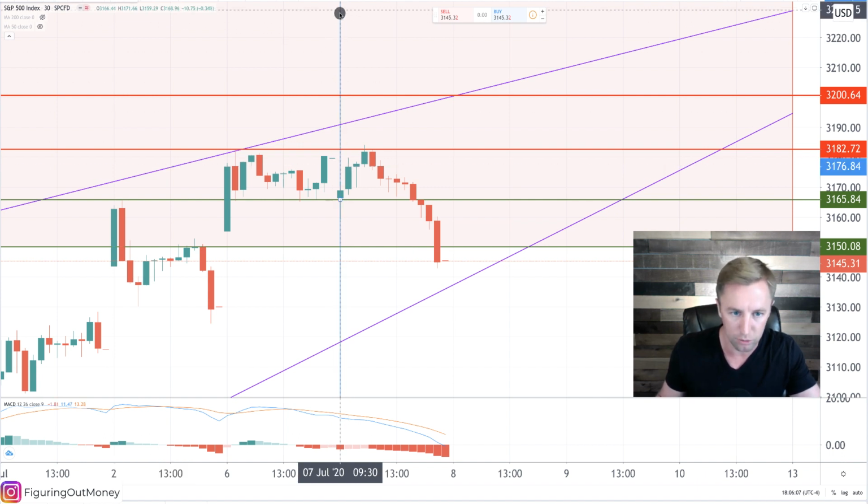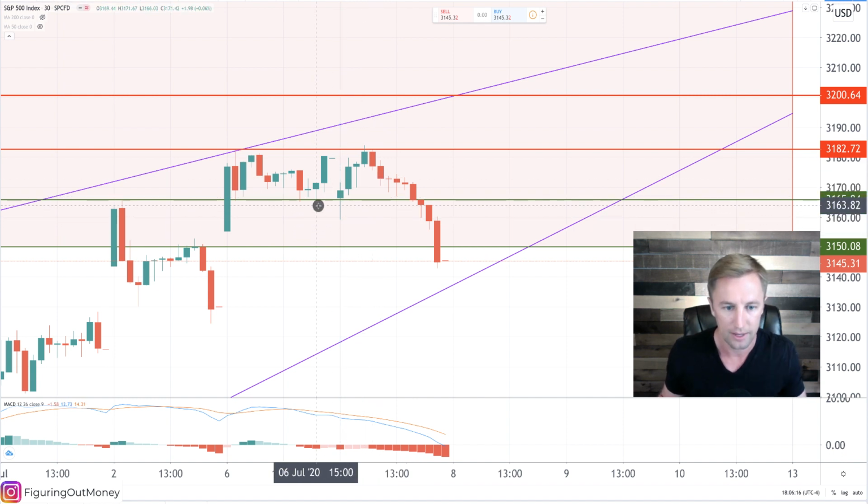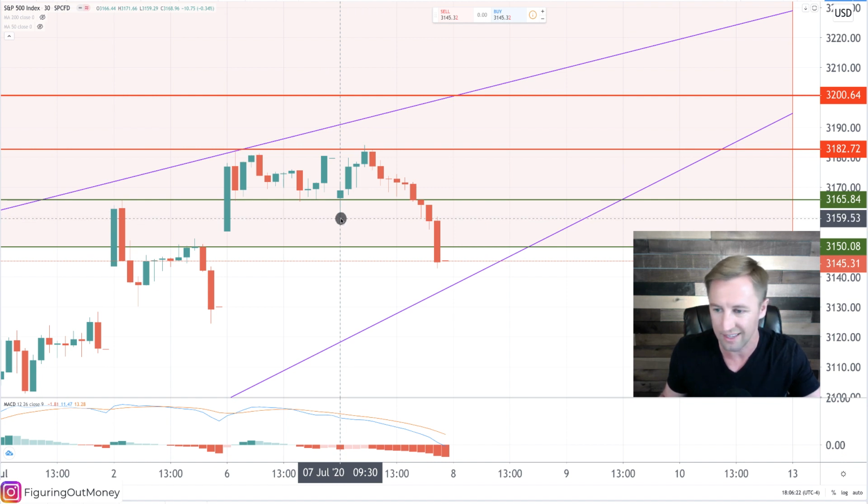So first off, this blue vertical line, that is where the day started, okay? Notice right here, this candle where my mouse pointer is at, that's where the day started. Okay. So we get this gap down, all right, and then it moves a little bit lower through the day. So overall, just not that great of a start to the day.